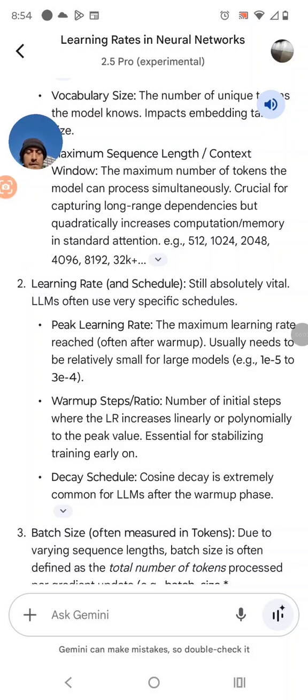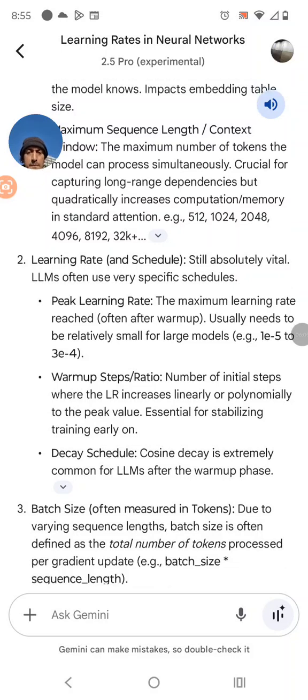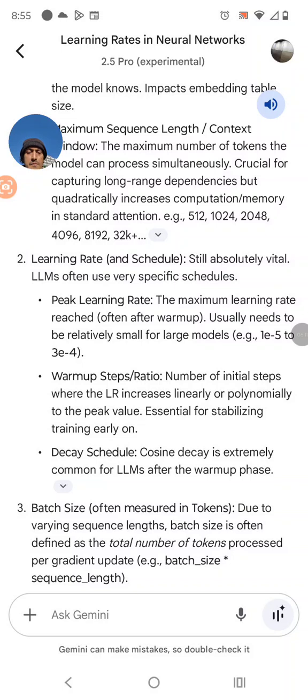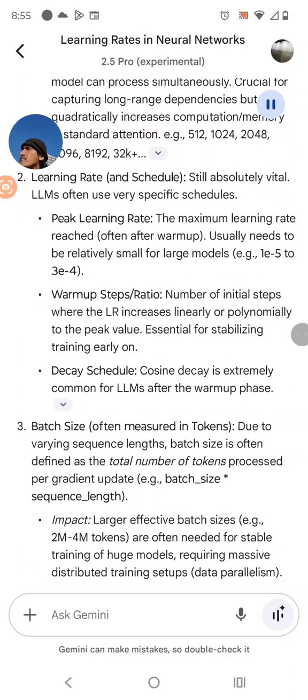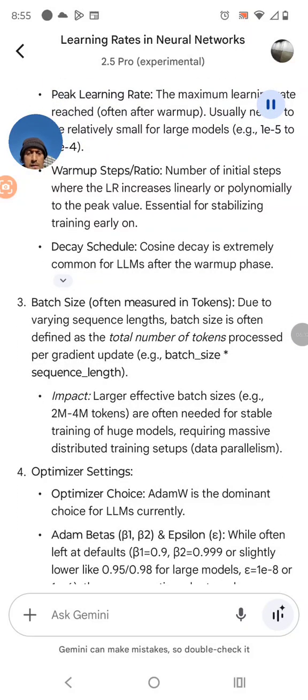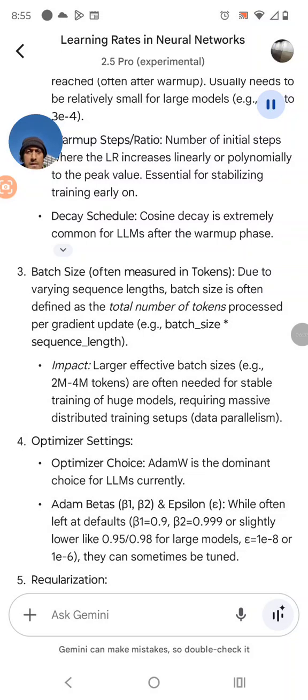For large models, learning rate usually needs to be relatively small. Okay, fair enough. Decay schedule: cosine decay is extremely common for LLMs after the warm-up phase. Okay, fair enough. Okay, let's continue. Learning rate reached, often after warm-up, usually needs to be relatively small for large models, e.g., 1e-5 to 3e-4. Warm-up steps ratio: number of initial steps where the LR increases linearly or polynomially to the peak value. Essential for stabilizing training early on. Decay schedule: cosine decay is extremely common for LLMs after the warm-up phase.